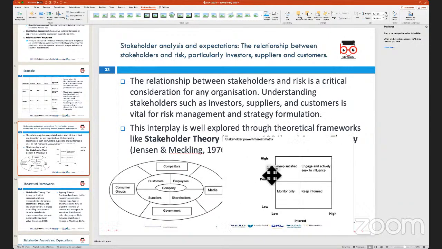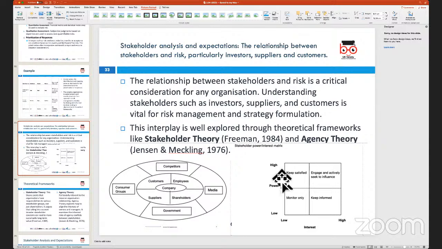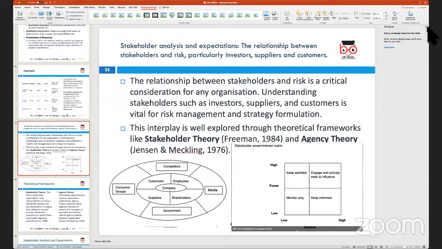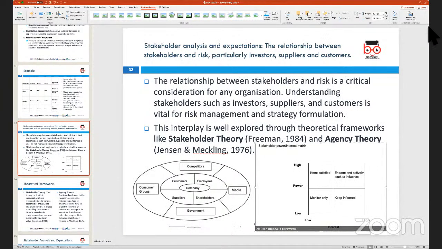This matrix helps us understand various aspects of how different stakeholders would be looking at the outcome or have an interest within the organization. So the power interest grid can be used to map different levels of interest of different stakeholders for the organization and their involvement in the operations of the organization.